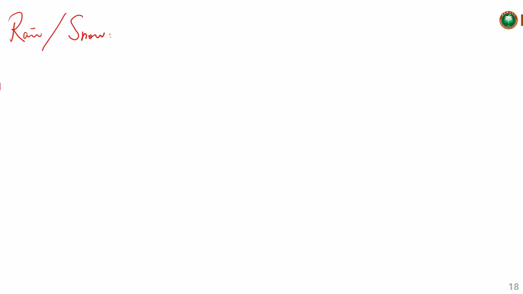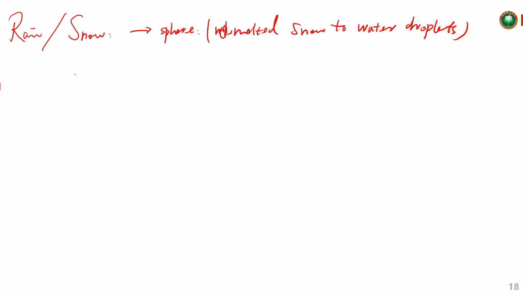here, because we regard the snow to be severe, alright? So if we want to regard snow to be severe, that means it's related to melted snow to water droplets. So that means for rain or snow, we use a parameter to characterize their strength.